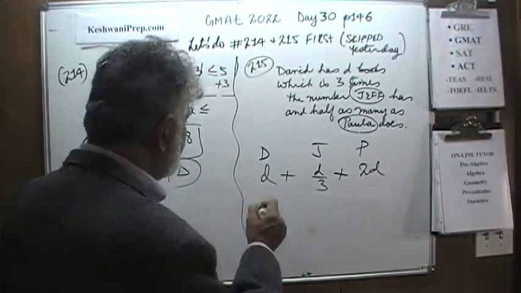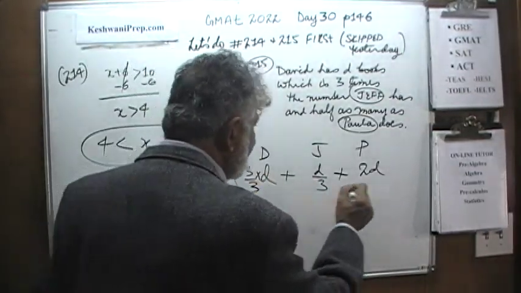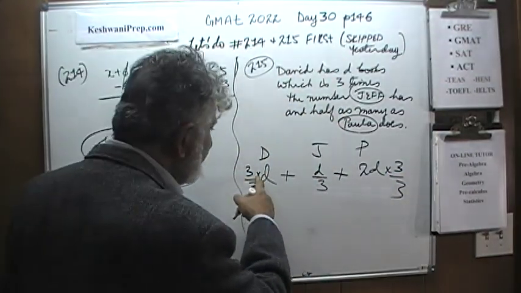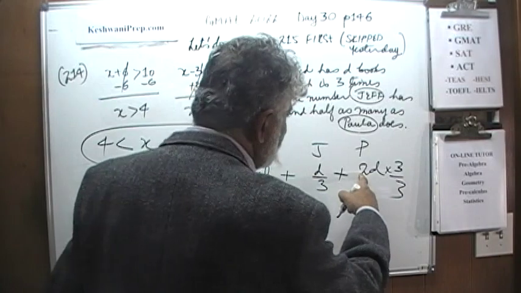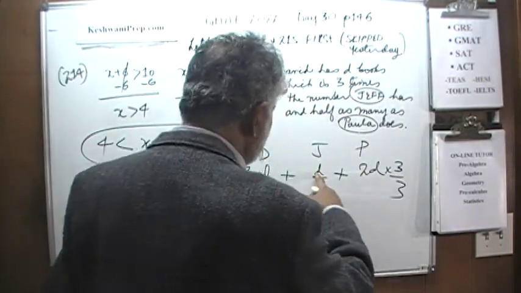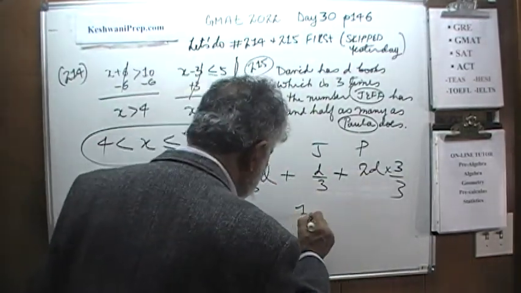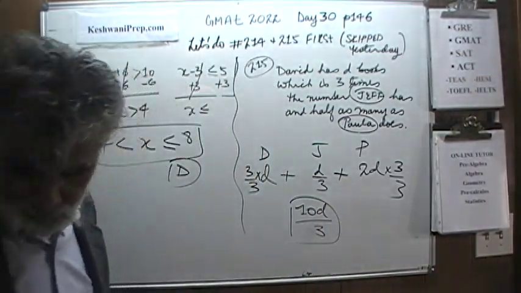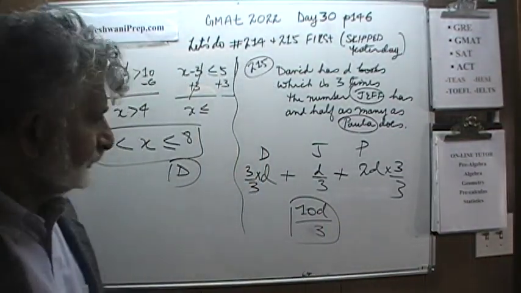We have a 3 here, so I'm going to multiply this by 3 and this by 3. So now we have the same denominator. So we create 3D plus D, that's 4D. 2 times 3D is 6D. 6D plus D plus 3D, that's 10D over 3. Follow? And that's all there is. The answer is C.